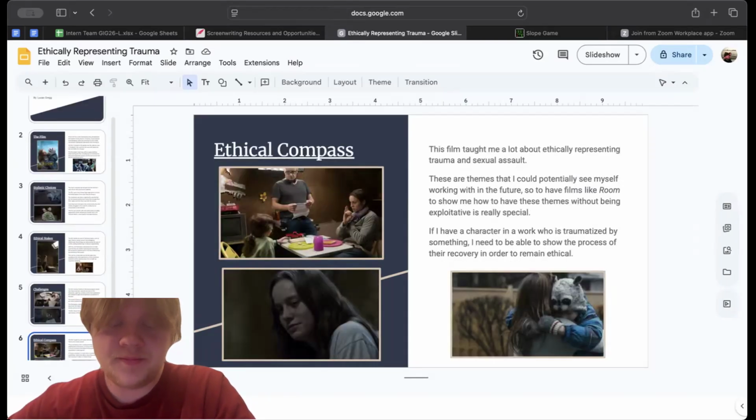How does this film relate to my ethical compass? This film taught me a lot about ethically representing trauma and sexual assault. These are themes that I could potentially see myself working with in the future. So having films like Room to show me how to represent trauma and sexual assault is really important, I think, to all filmmakers.